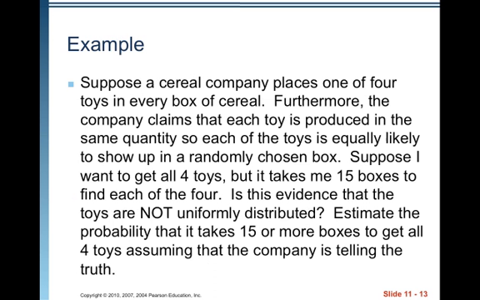Okay, so for example, suppose the cereal company places one of four toys in every box of cereal. Furthermore, the company claims that each toy is produced in the same quantity, so each of the toys is equally likely to show up in a randomly chosen box. Suppose I want to get all four toys, but it takes me 15 boxes to find each of the four. Is this evidence that the toys are not uniformly distributed? Estimate the probability that it takes 15 or more boxes to get all four toys, assuming that the company is telling the truth. And the truth that we're referring to here is that each of the toys is equally likely because they have been produced in equal quantity.